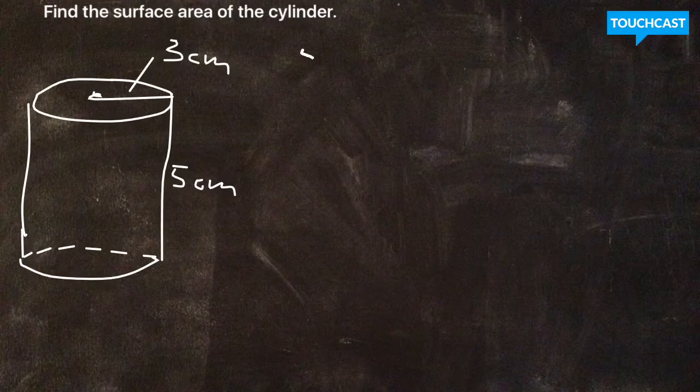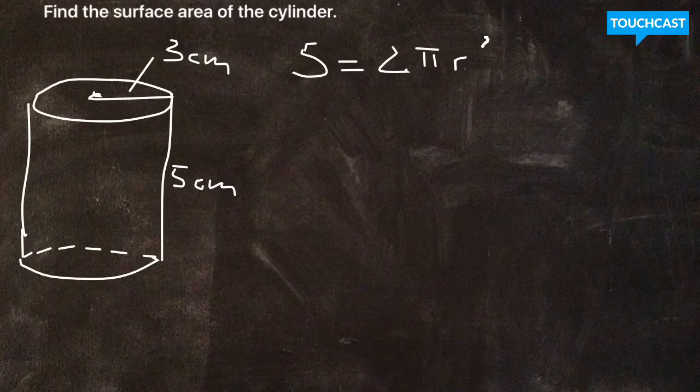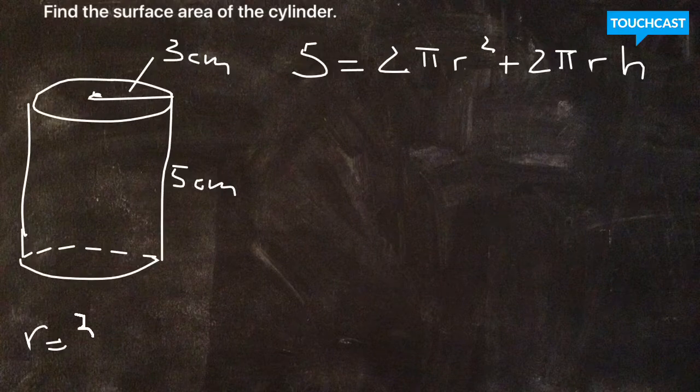So let's start by writing our surface area formula that we're going to use, which is S equals 2 pi times the radius squared plus 2 pi times the radius times the height. So we know that R is equal to 3, and we know that H is equal to 5. So all we're going to do is substitute those two values into our formula.